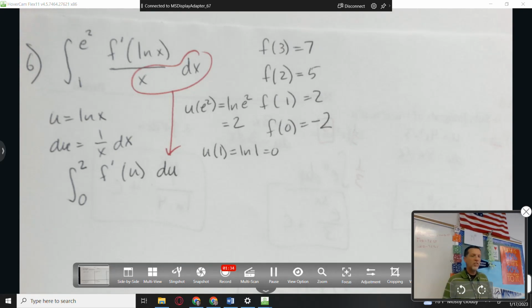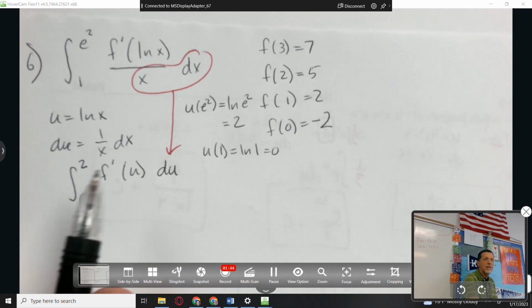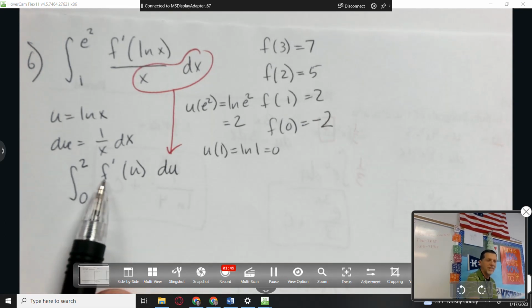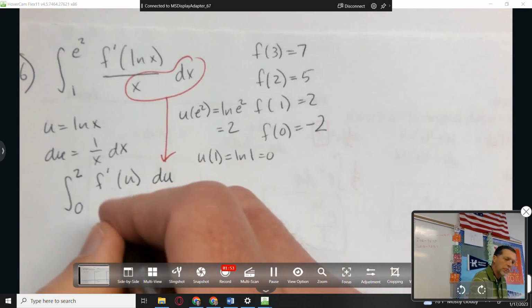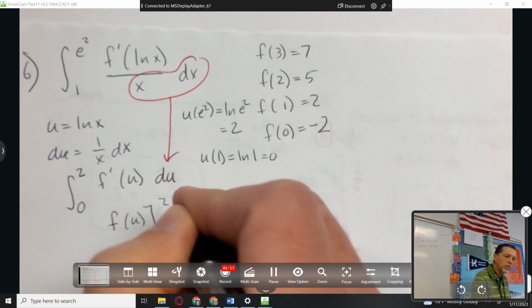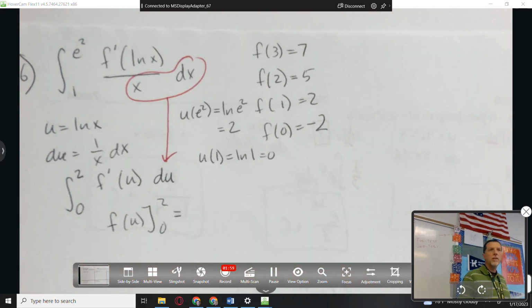So I've switched this from ugly natural log stuff to, well, it's still not great maybe because I don't know what f is. Well, we're taking the antiderivative of f prime. So what's the antiderivative of the derivative? It's just f. F of b minus f of a. Yeah, f of u from 0 to 2, so f of 2 minus f of 0.